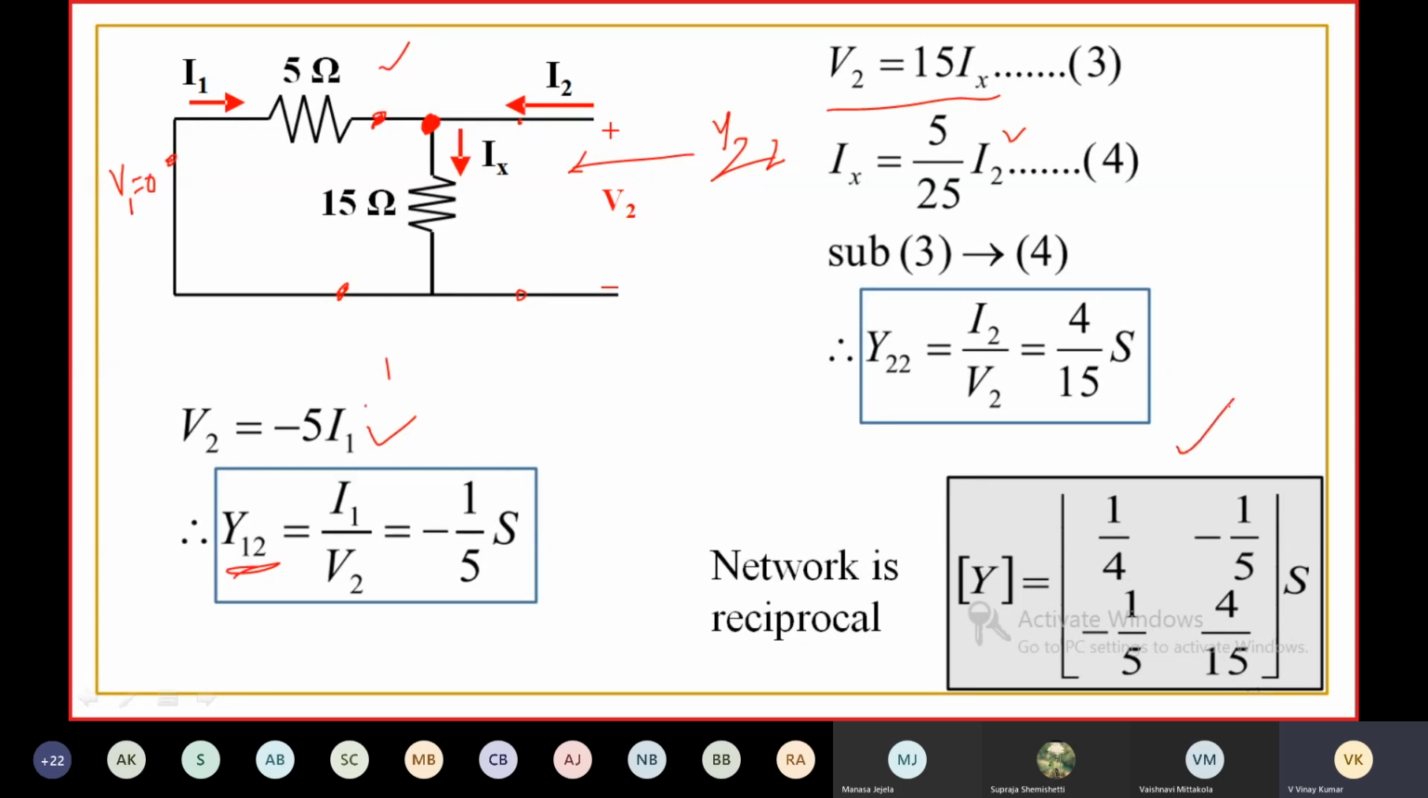Okay, then here see this is Y11, Y12, Y21, Y22. Okay, here see, this is Y12. Y12 is equal to Y21. If Y12 is equal to Y21, it means the network is said to be reciprocal.